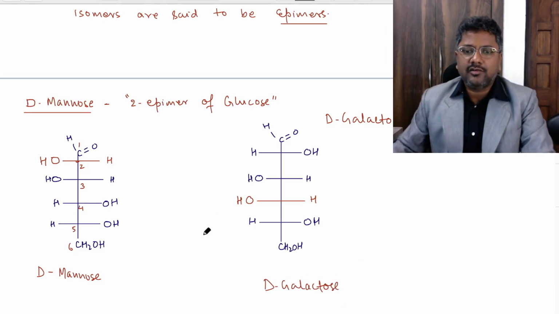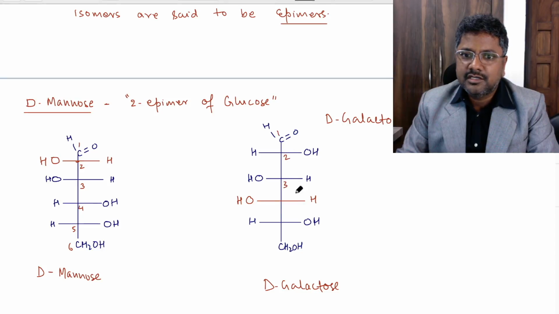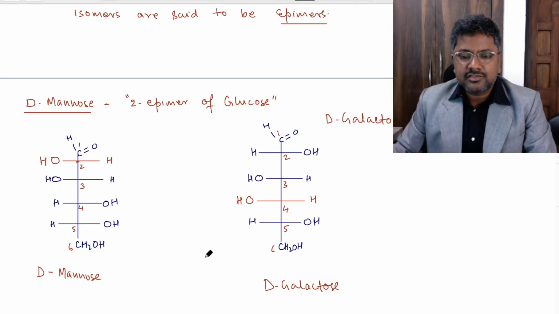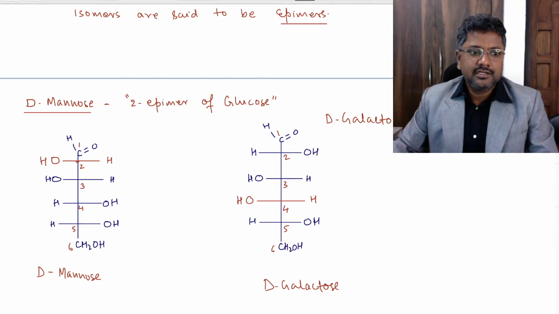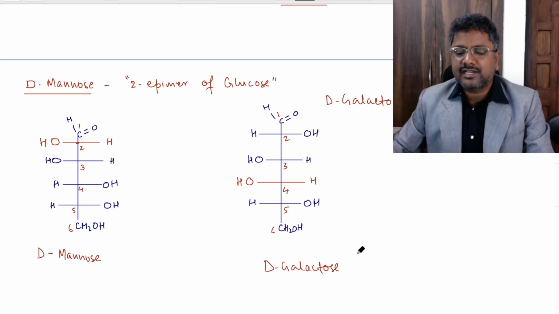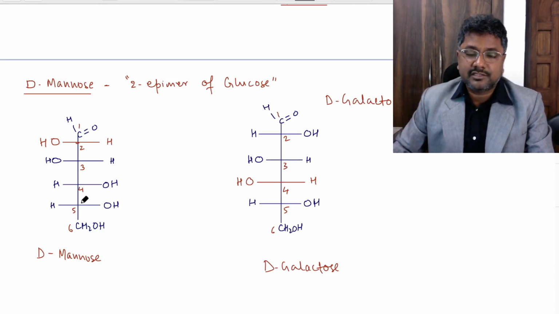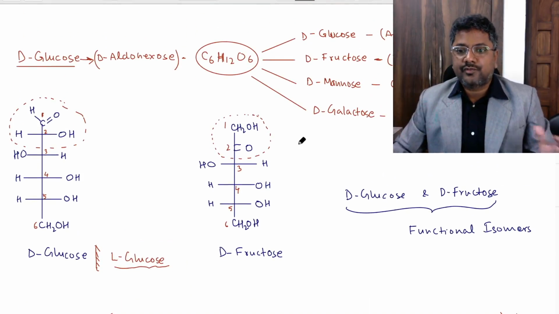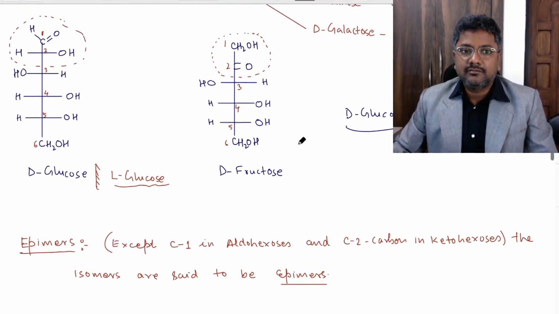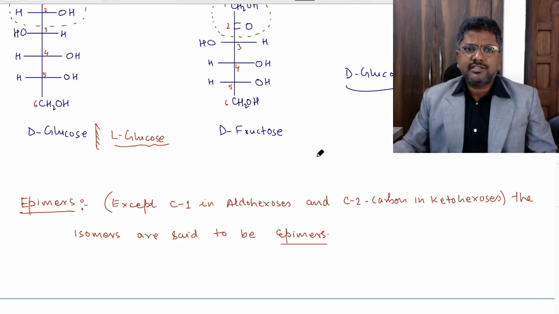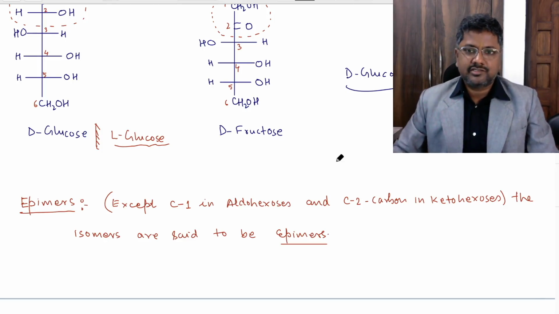So if you remember thoroughly the structure of glucose, then you are able to draw the structure of mannose, galactose, and fructose, right? This is the way to draw the structure of the different monosaccharides which are in your syllabus. So this is the structure of glucose, fructose, mannose, galactose, and now you can draw the structure of their D series members as well. You just take the mirror image and you will get the L series members of the compound, right?